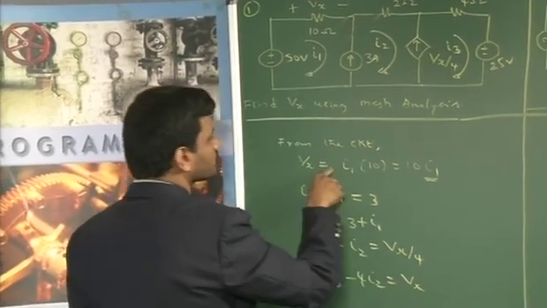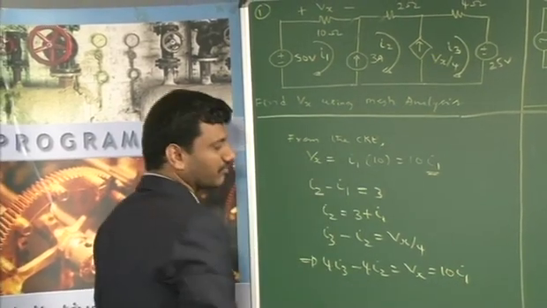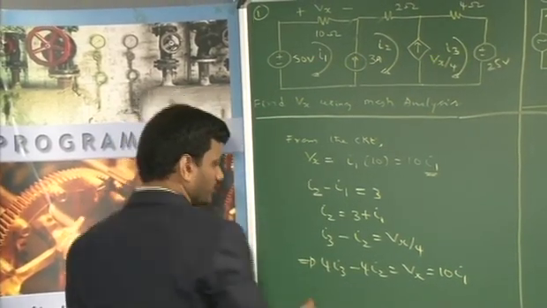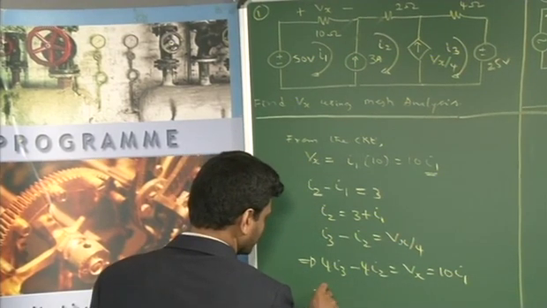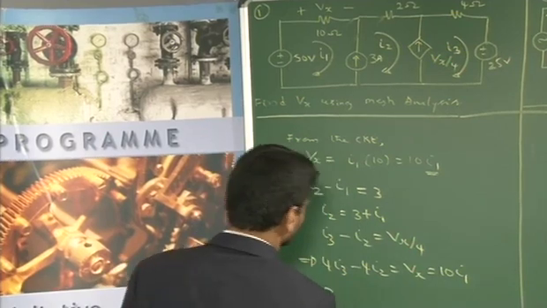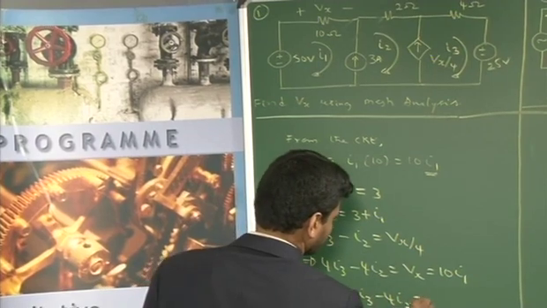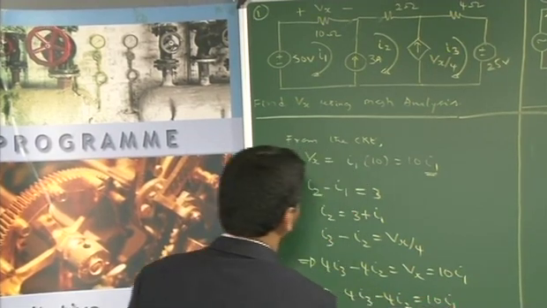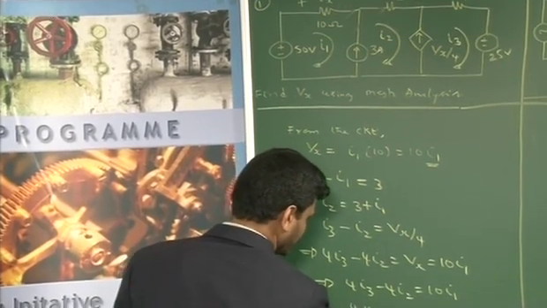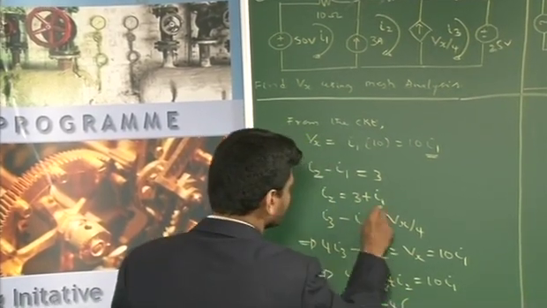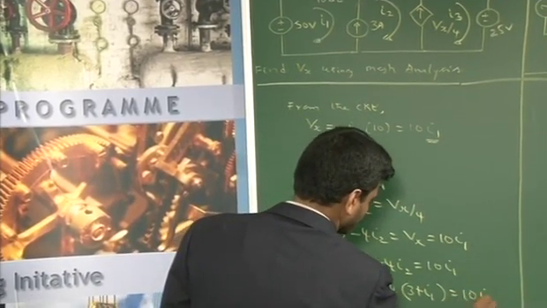Vx, and Vx was found to be what? 10 I1. So, 10 I1. Right. Now, what we will do? We will use this. So, this implies 4 I3 minus 4 I2 is equal to 10 I1. Then I2 will be replaced by what? 3 plus I1. So, 4 I3 minus 4 times (3 plus I1) is equal to 10 I1.